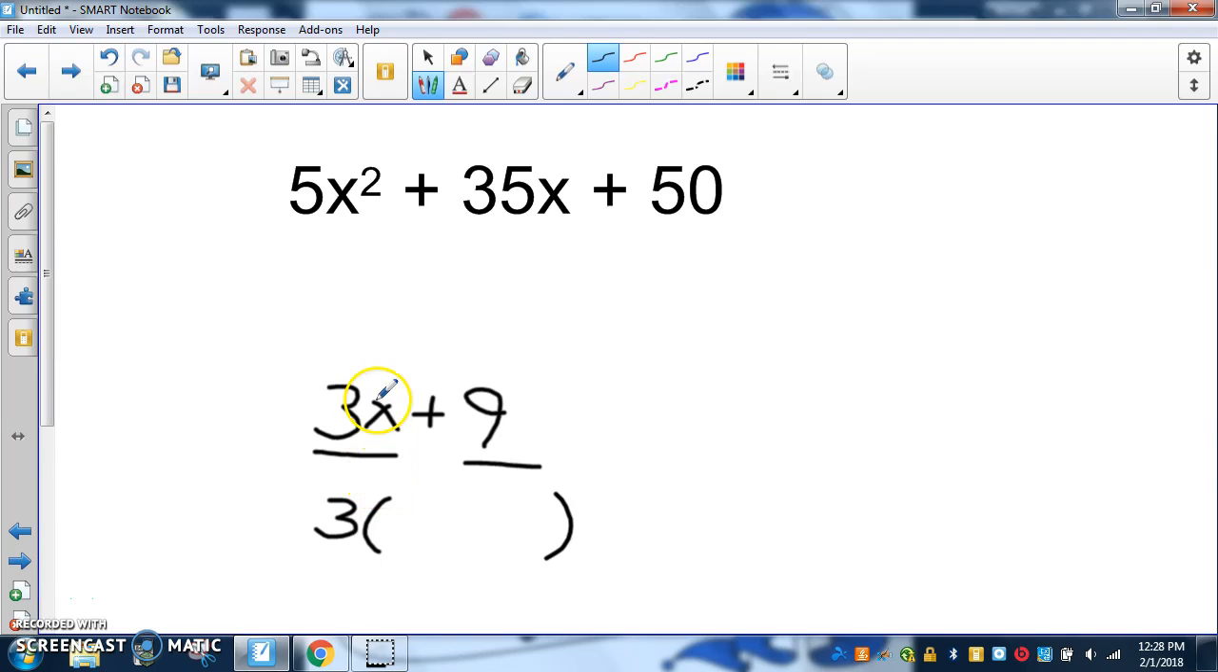anti-distribute, is one way to look at it. I divide each term by 3. So 3x divided by 3 would just be x. 9 divided by 3 is just 3. And I factored this binomial, and I'm done.